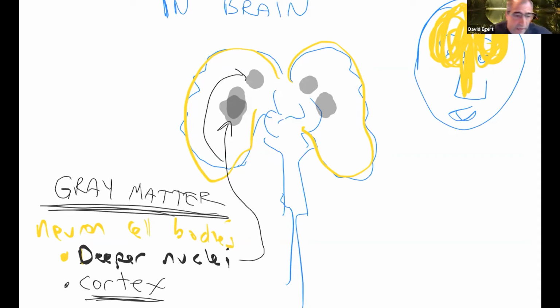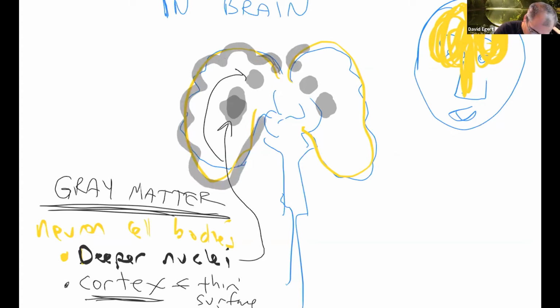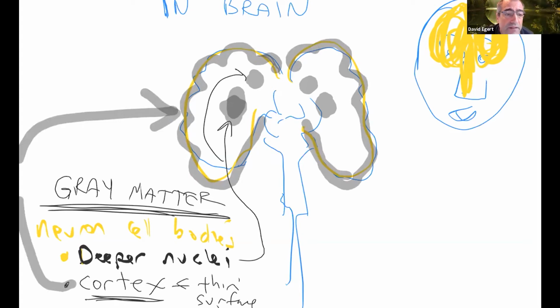Gray because it looks kind of gray as opposed to the myelinated axons, which look white because myelin is kind of fatty and white looking. So cortex, thin surface layer. The cortex is maybe 5 to 7 cells thick, making this layer right on the surface. If you are holding a brain in your hand and poking at it, you're touching the cortex. Cortex means bark, like the bark on a tree.